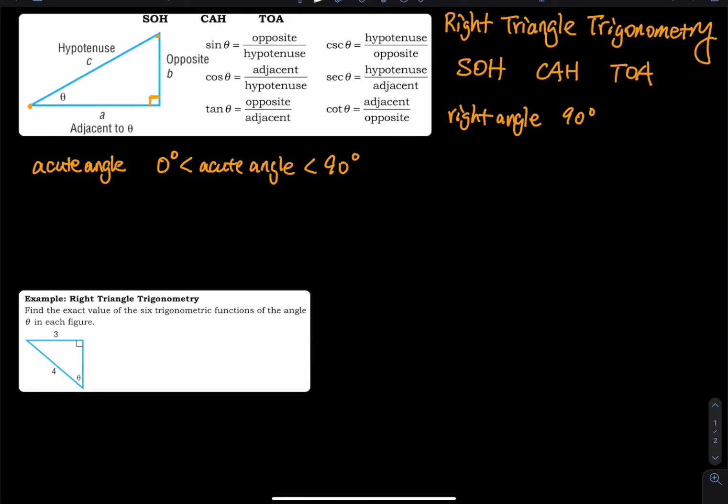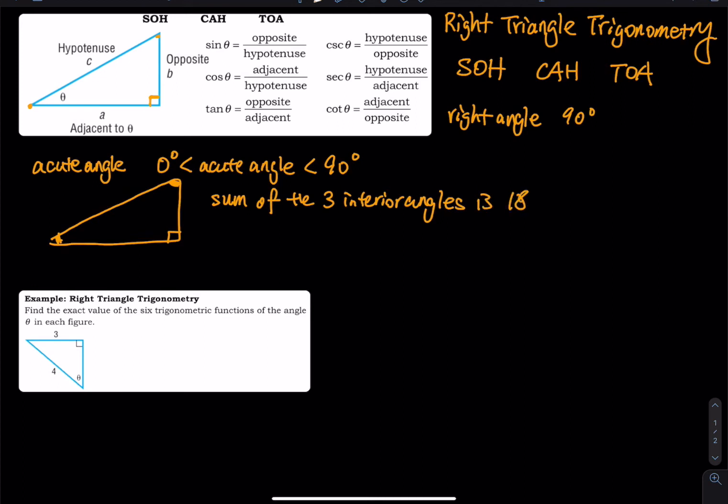And then we have a triangle, right? How many interior angles do we have? We have 1, we have 2, we have 3, right? So the sum of the 3 interior angles is always equal to 180 degrees, always. It doesn't matter what type of triangle you have. The sum of the 3 interior angles is equal to 180 degrees.